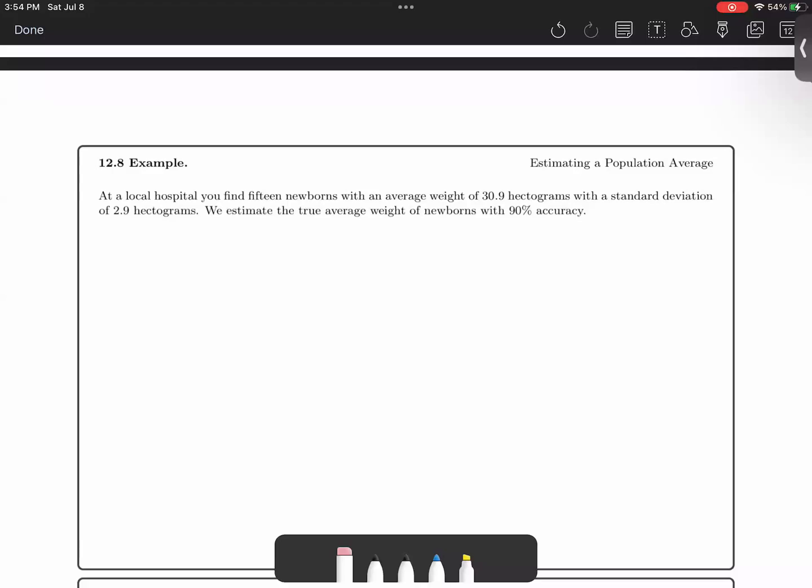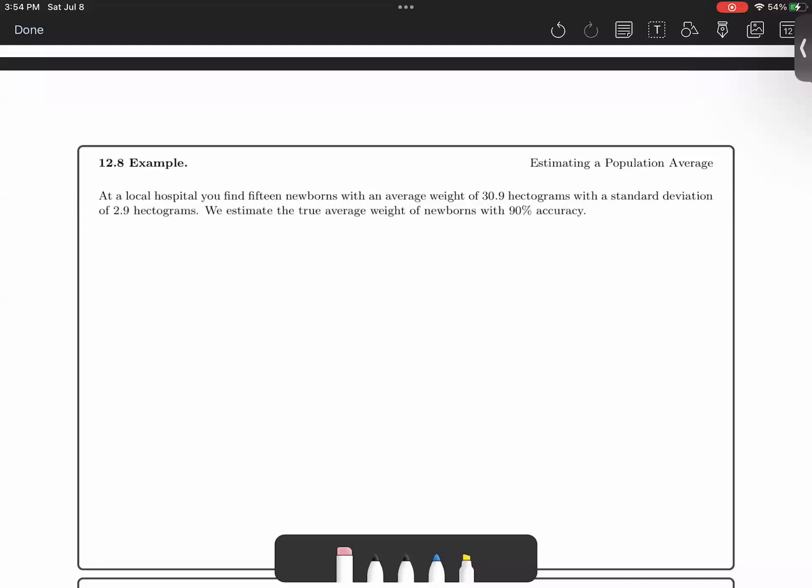Let's work on estimating a parameter average given a sample average. This is going to be remarkably similar to estimating a parameter proportion. We're just going to have to change some things around. We're going to have to use a different standard deviation and a different critical value. We won't use z-scores, we'll be using t-scores.